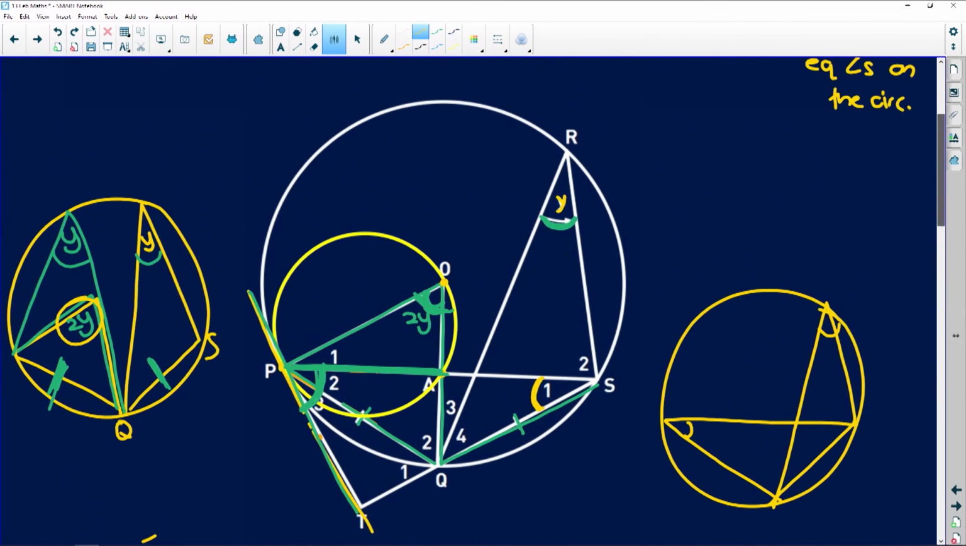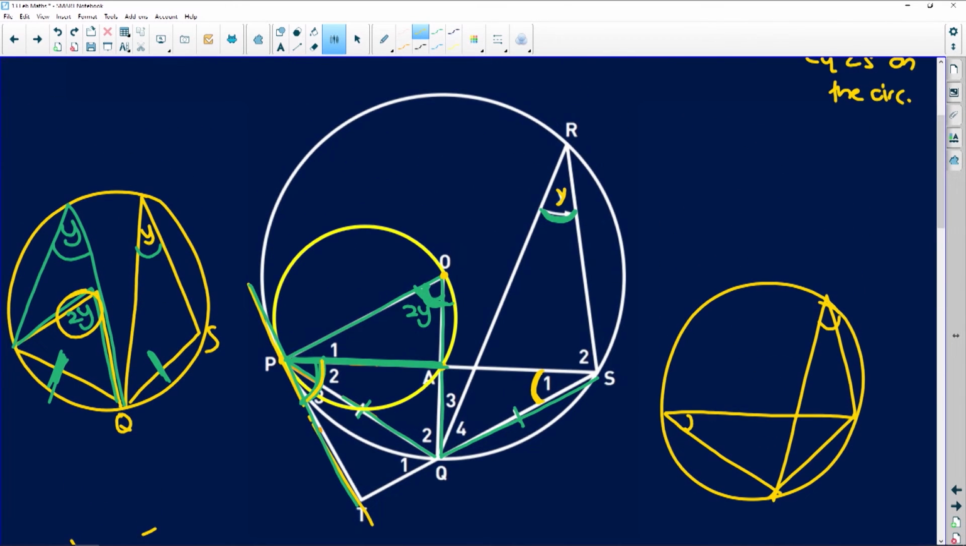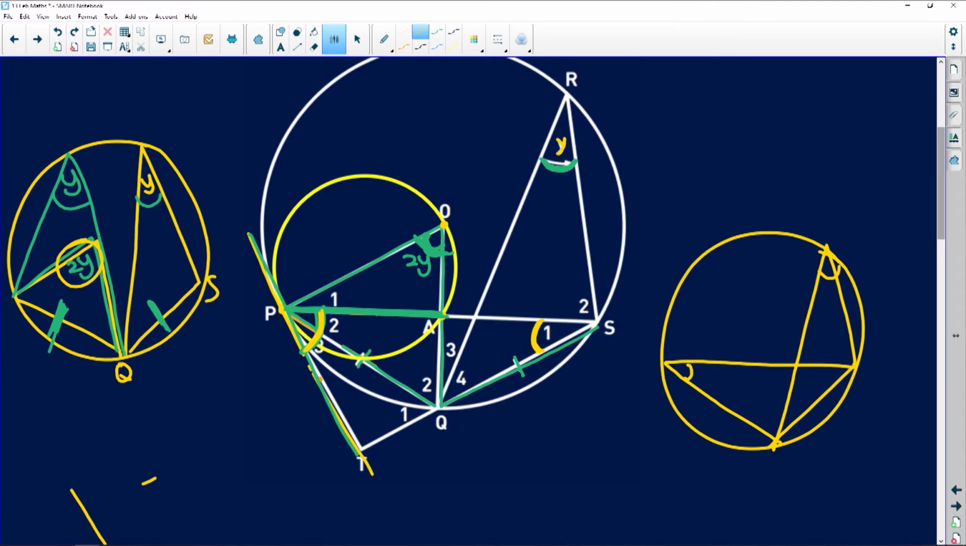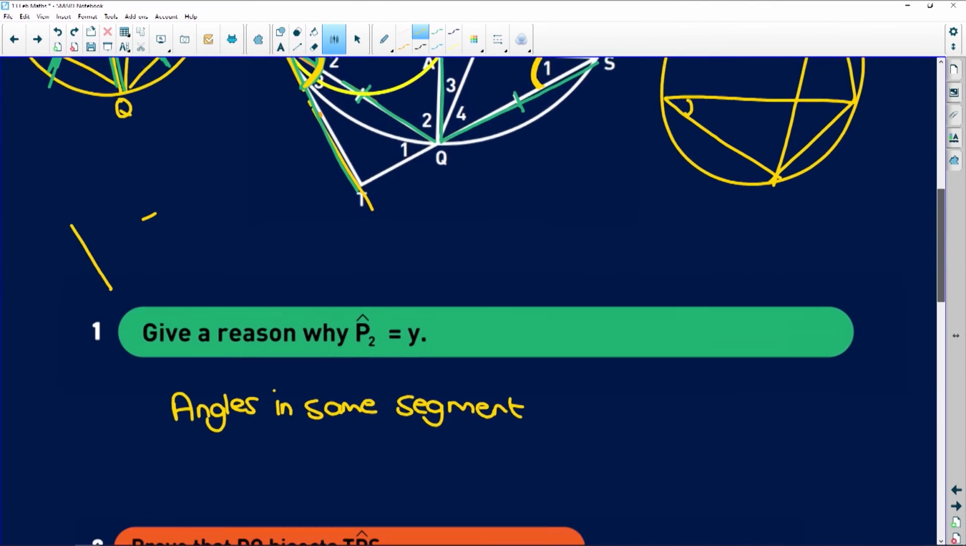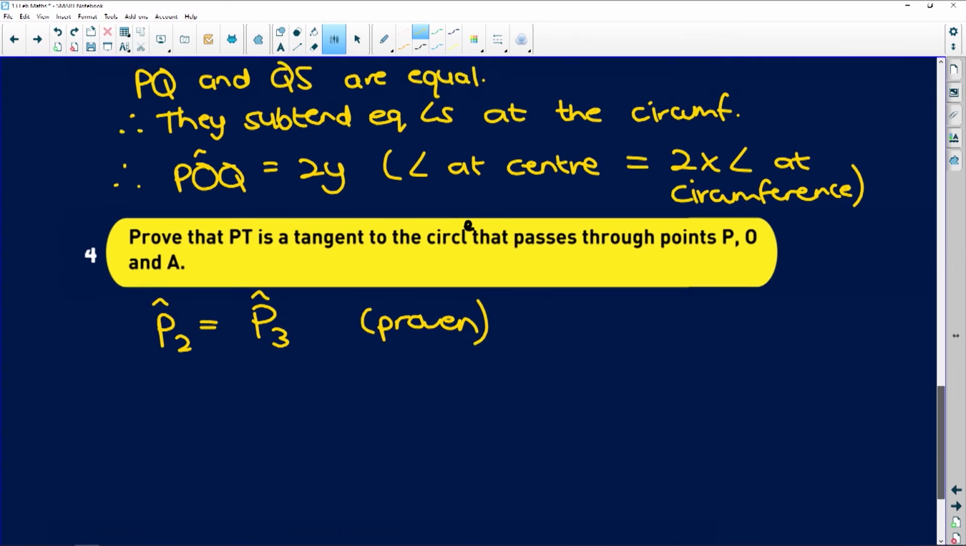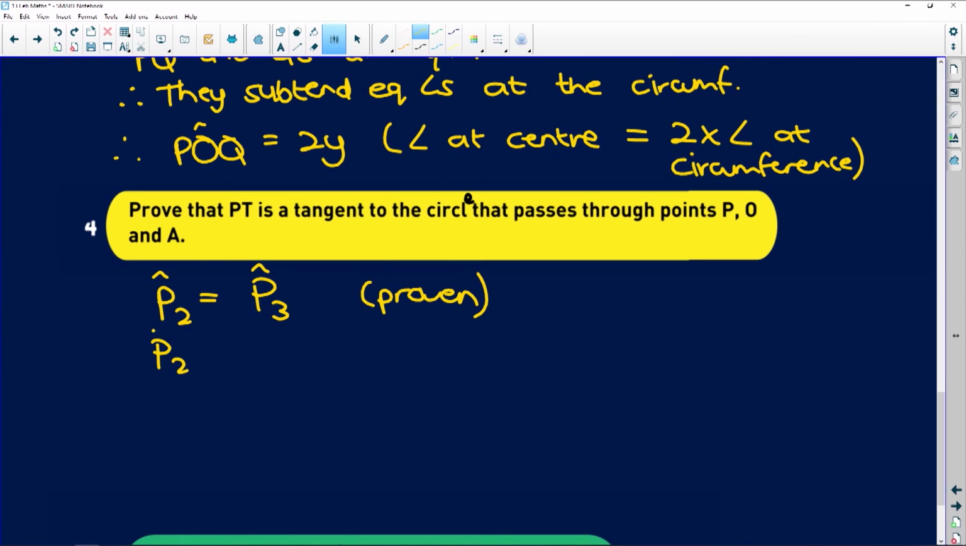If we look over here, P2 and P3 are equal to each other, okay? And if we look over here, we've proved that one of those is equal to y. P2 is equal to y. We have proven that. Therefore, P2 plus P3 is equal to 2y because they are equal to each other.